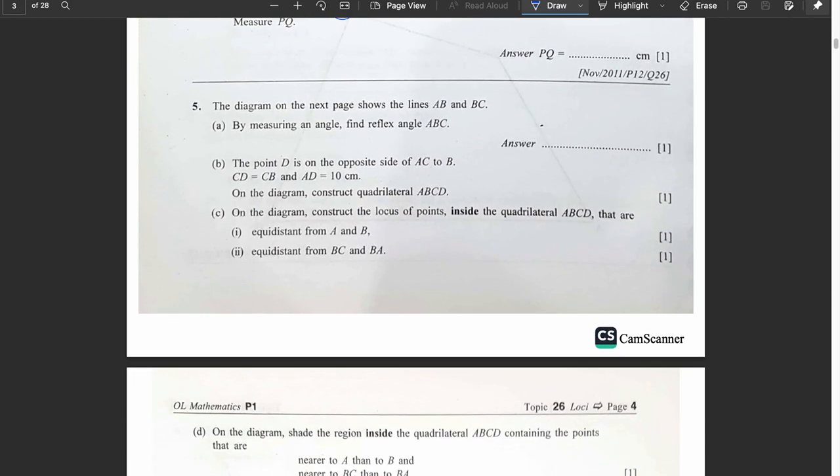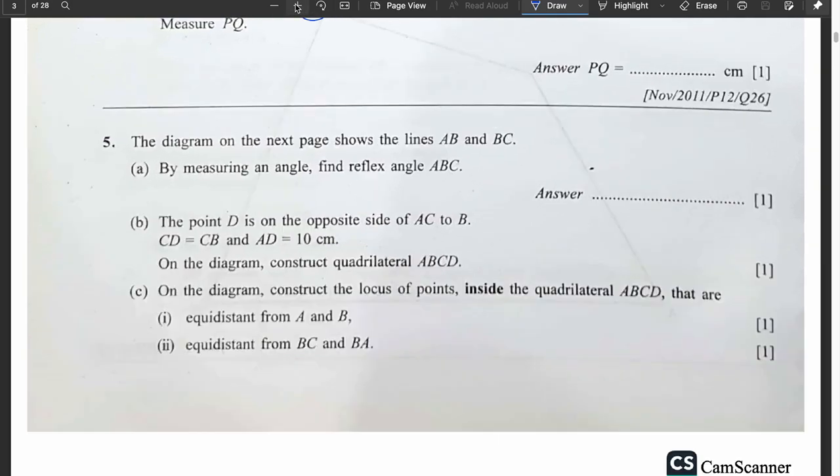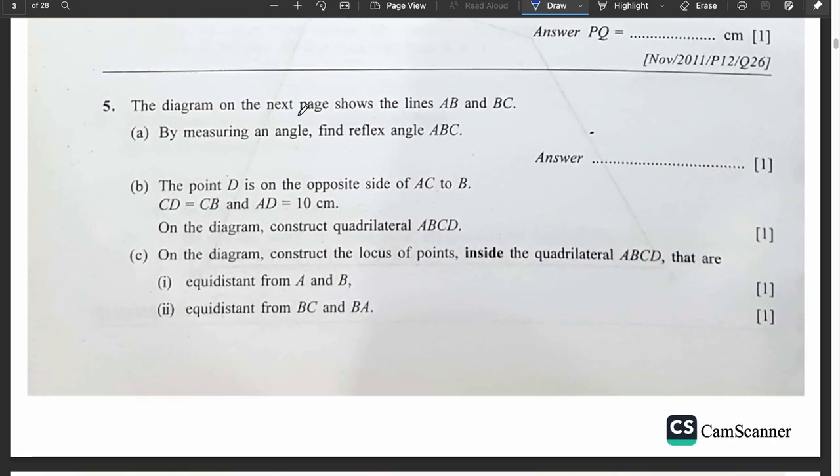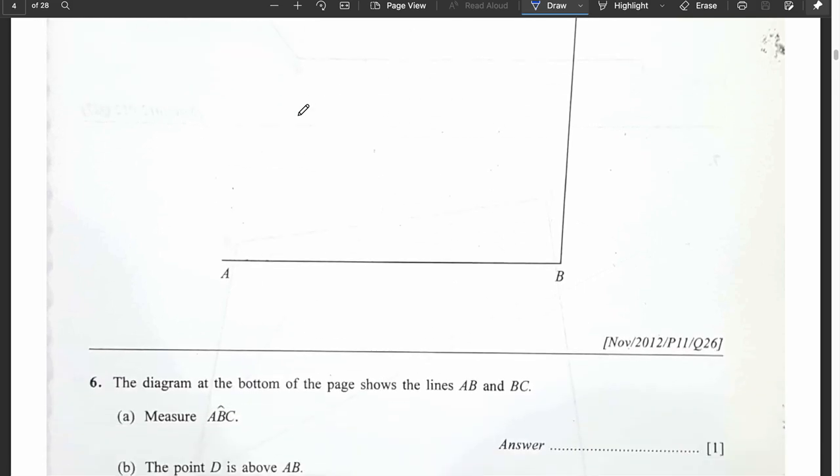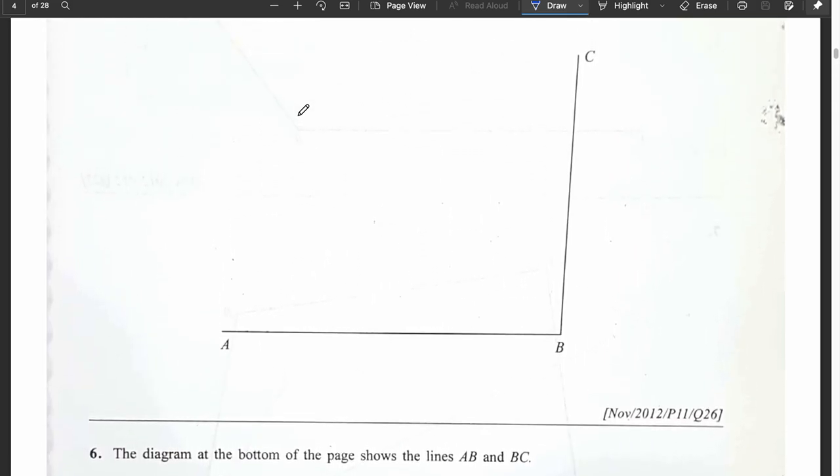Question 5. It will keep on revolving between these 2 to 3 things. The diagram on the next page shows the line AB and BC. By measuring the angle, find the reflex angle ABC. So if I need to find this reflex angle ABC, I'll measure this angle first and then subtract it from 360 to get the original answer.